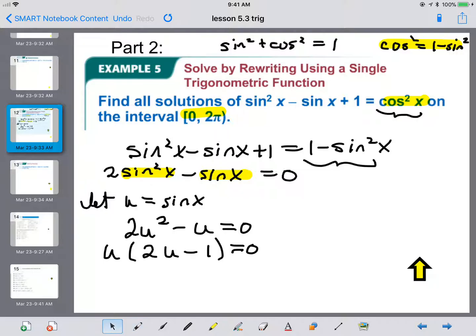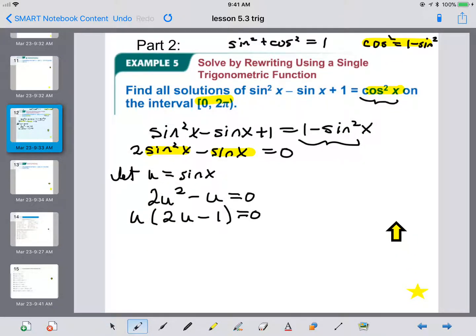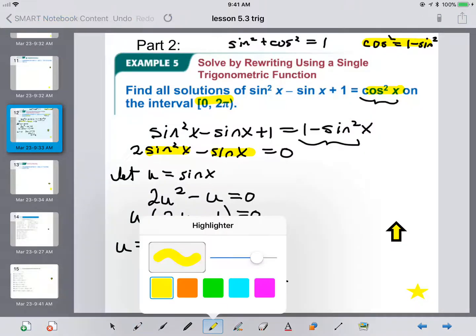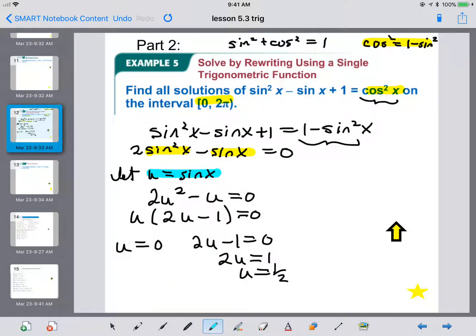Since they are factored quantities, we can set them both equal to 0 and solve each one independently. This first one, u equals 0, is solved, but 2u minus 1 equals 0 is not. Solve it for u. Now let's put our trig function back on. Our trig function is sine of x. Put that back on. So we get that the sine of x equals 0, or the sine of x equals 1/2.